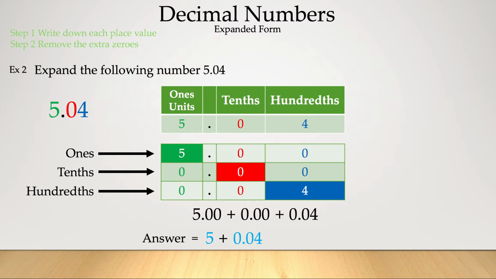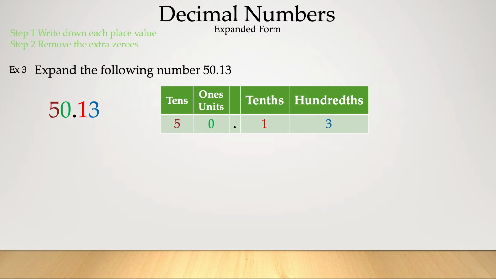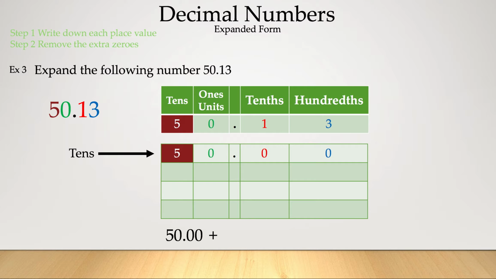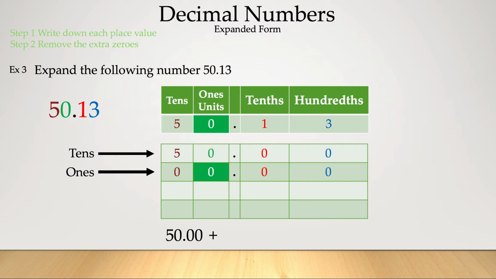Now let's take a look at example 3, where we take a look at expanding the number 50.13. And in this case, we're going to go ahead and get started, but we're going to take a look at the place value on the left. It is not the ones, it is the tens. Same process. So we write down the number, and every other number becomes a 0. And we write down 50.00. Move one place value to the right, which is a 0. And all the rest of the numbers become zeros, and we write down 0.00.